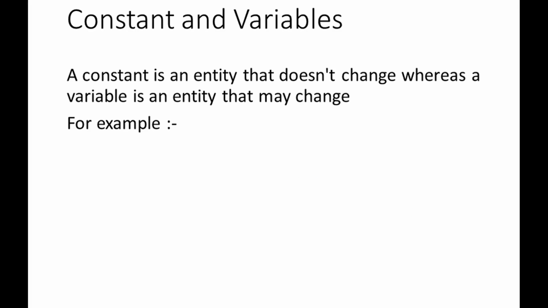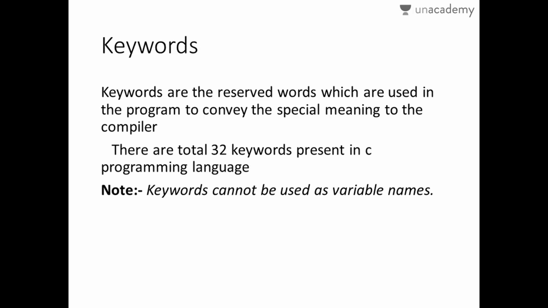Okay, so this is what about constants and variables. Now I'm going to tell you about keywords. What are keywords? Keywords are the reserved words which are used in programming to convey a special meaning to the programs or to the compiler. Keywords are basically some words reserved in the programming language which convey a special meaning or a special purpose in the program.